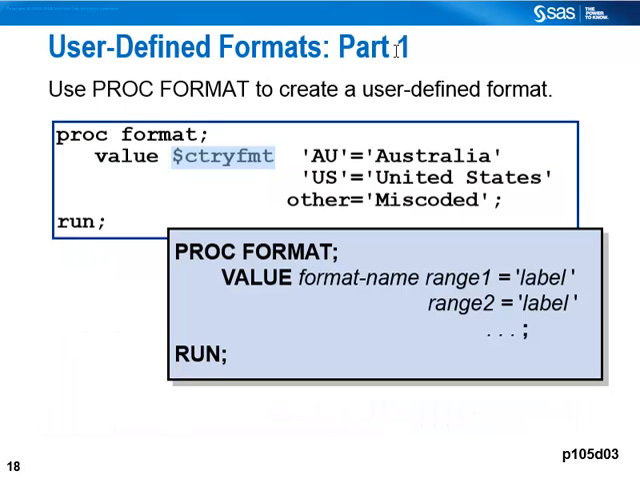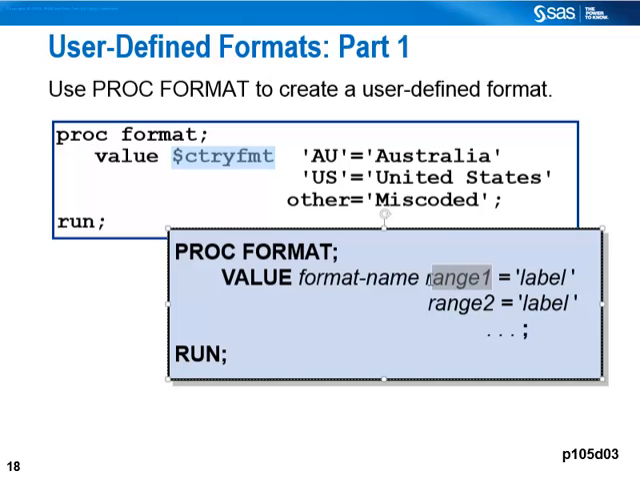So, user defined formats part 1. Here, as I have already explained, $COUNTRY FMT, that is the name of the format, and I have already explained the syntax goes: proc format, which is mandatory, value is again mandatory, and then the format name, that could be any name that we would want to give, and then the range.